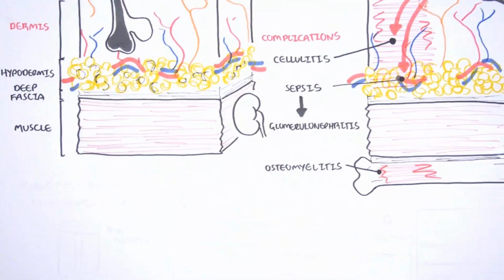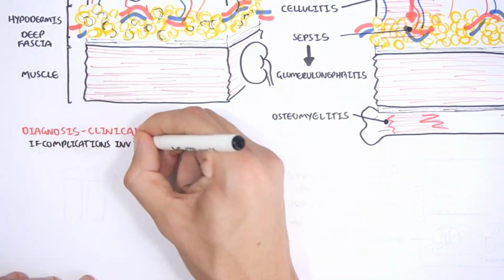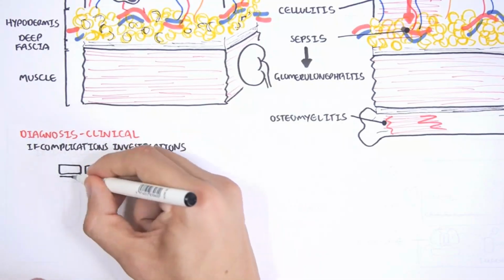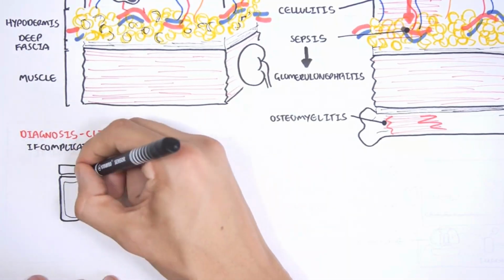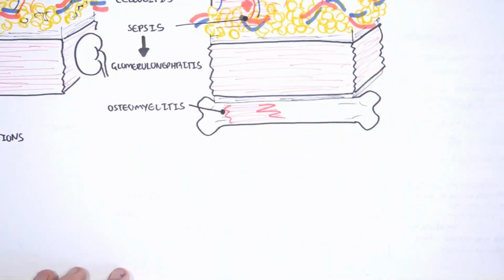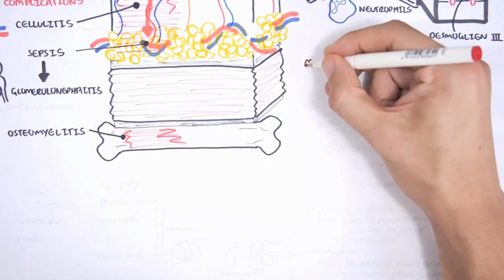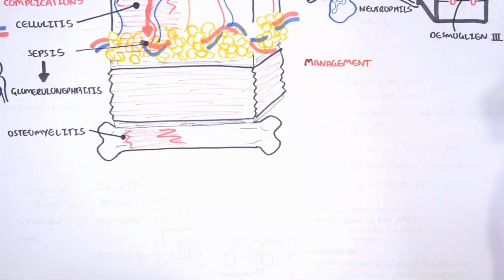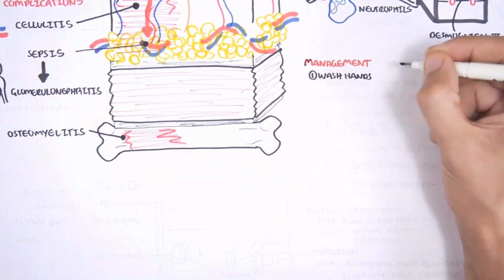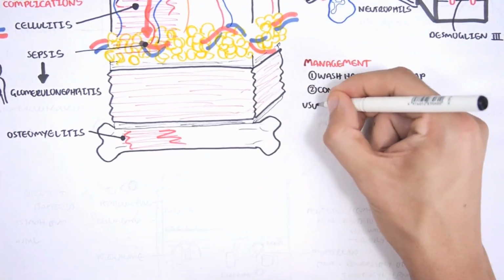Impetigo is diagnosed clinically, and investigations are not really needed. However, investigations can be ordered if complications are suspected. Investigations can include blood cultures and a blood workup. The management of impetigo is twofold. One, because impetigo is contagious, it's important to wash hands with soap. And two, if the child goes to school, for example, it's probably a good idea to keep them at home.